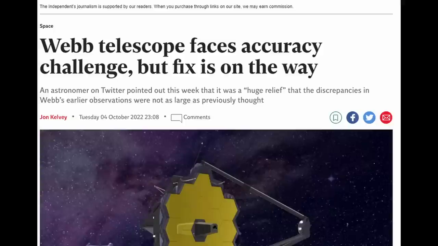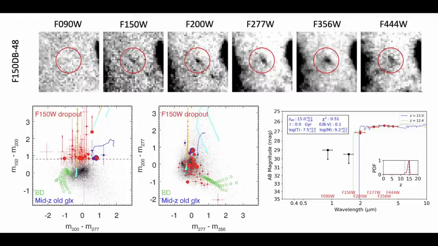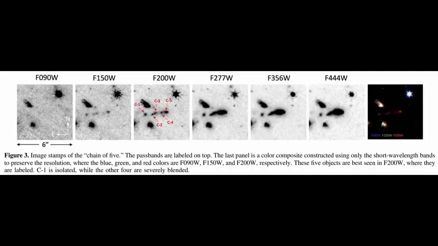A new study examined objects with a redshift between 11 and 20 from the James Webb Telescope data. They were able to detect these across multiple bands. This would imply that they are unlikely to be fake sources and are far away enough from what are considered contaminated regions due to mid-redshift old galaxies and brown dwarfs.